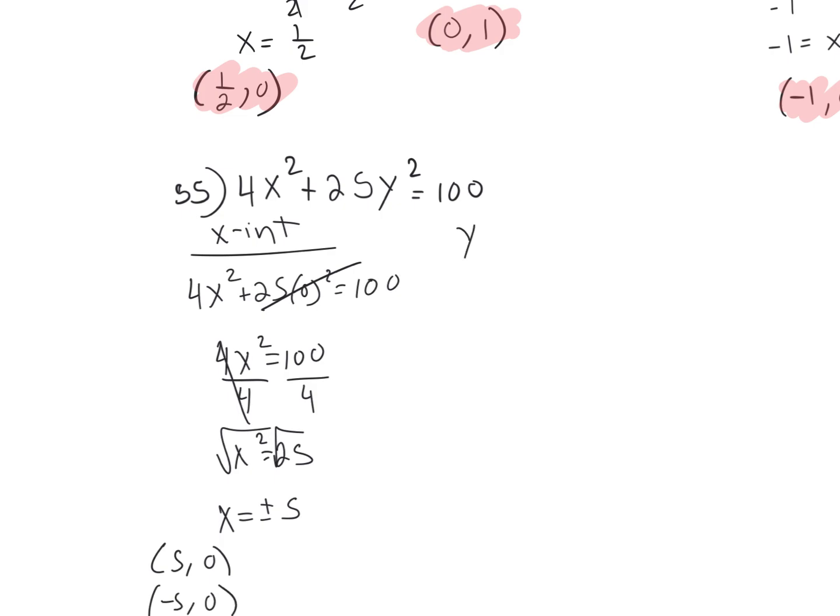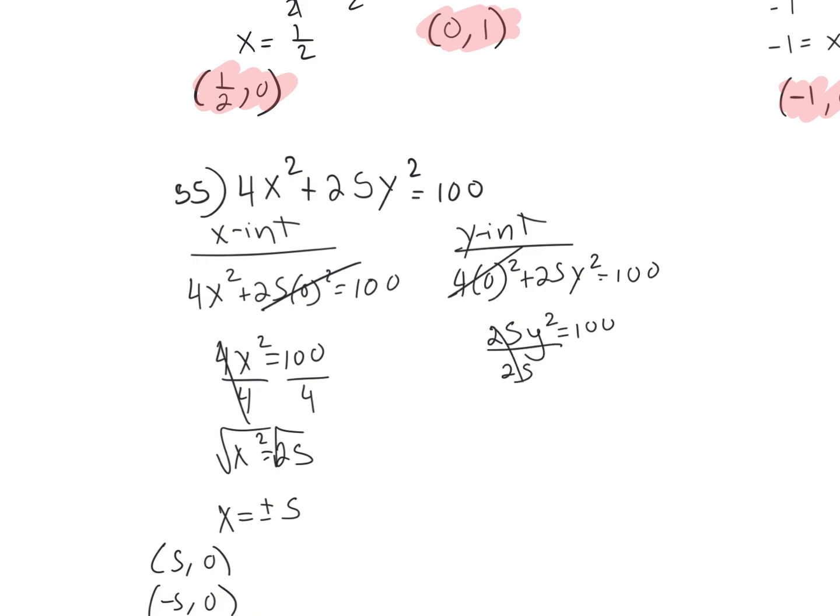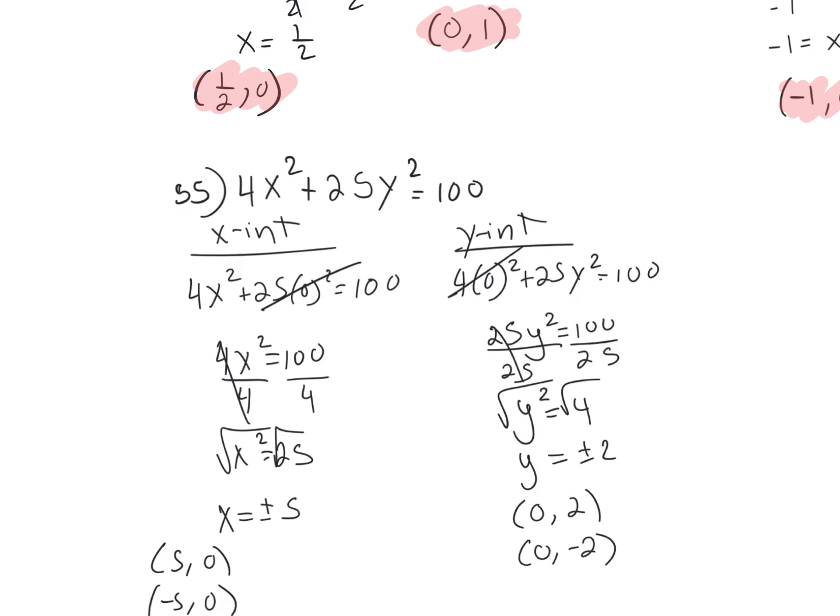We're going to do the same thing for the y-intercept. We're left with 4 times 0 squared plus 25y squared equals 100. Again, the 4 times the 0 cancels out because 0 times anything is 0. So we get 25y squared equals 100. I will divide by 25 on both sides, and that'll give me y squared is equal to 4. When I take the square root, I get y is equal to plus or minus 2. So our answer is (0, 2) and (0, negative 2). So you have 2 x-intercepts and 2 y-intercepts.